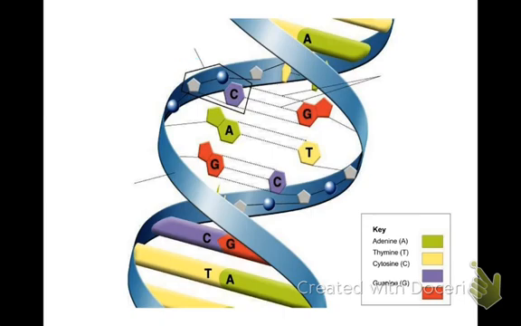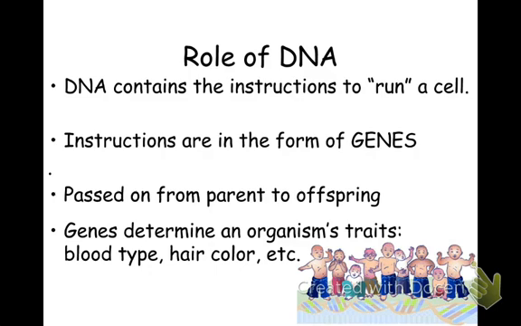So one of the first things that we're going to do is take a look at the role of DNA. DNA is the instructions for how your cell works in making proteins. Those instructions are in the form of genes. You have 46 chromosomes, or 23 pairs, containing all of those instructions. Parents pass it off to their offspring, so it's our genetic information.